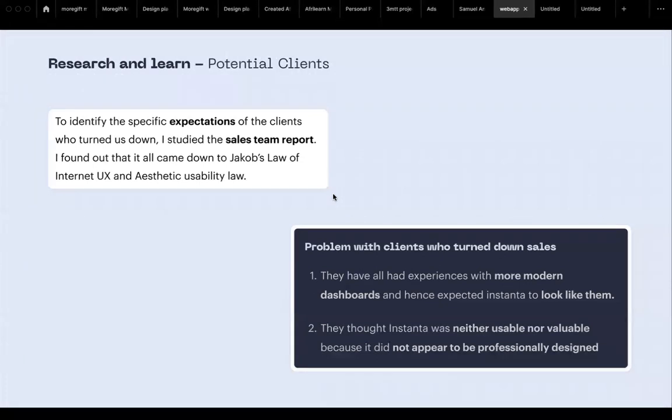So these are the two things that are affecting their decision with the site. So the problem here was that I think there was a summary of the problem. Yes, I did a summary of that problem. So you could see that problem with clients who turned us down.